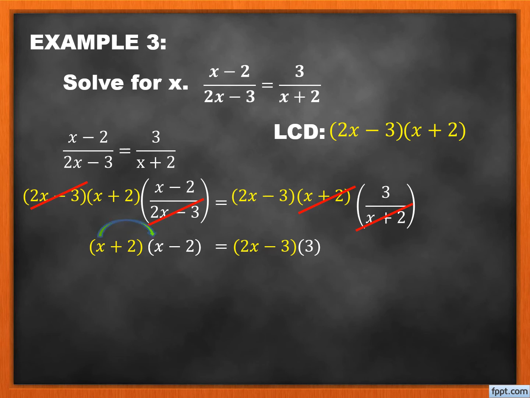Now, you multiply x times x. You have x squared. X times negative 2, you have negative 2x. 2 times x, you have 2x. And 2 times negative 2 is negative 4. Equals 2x times 3 is 6x, and negative 3 times 3, we have negative 9.